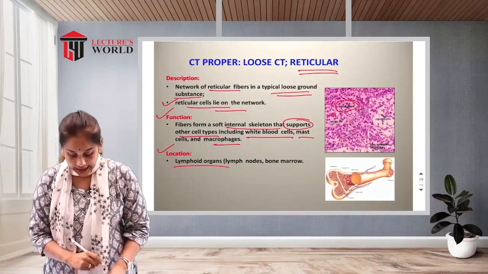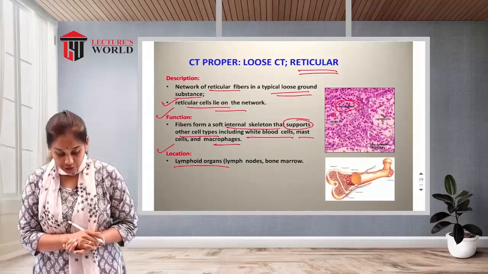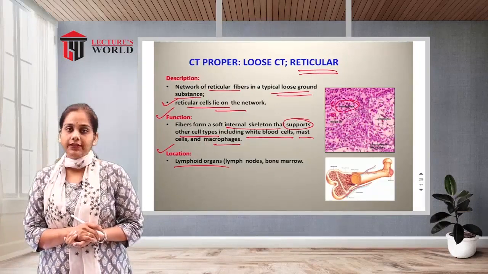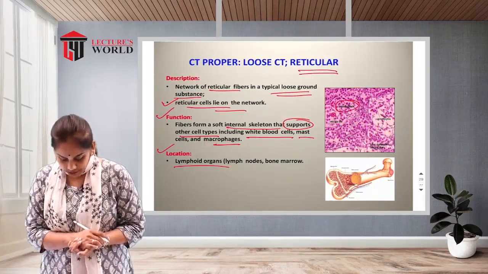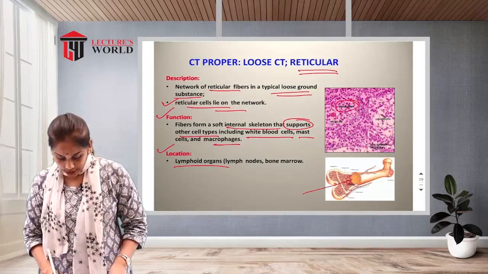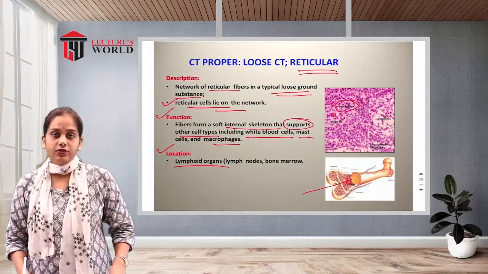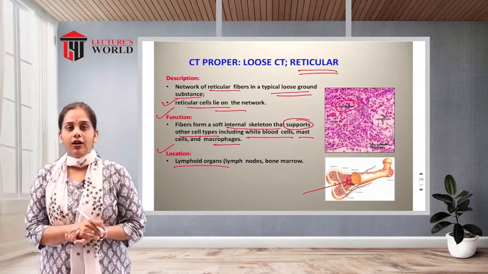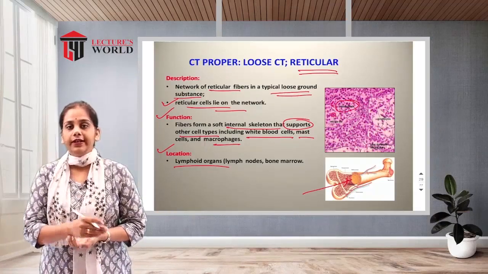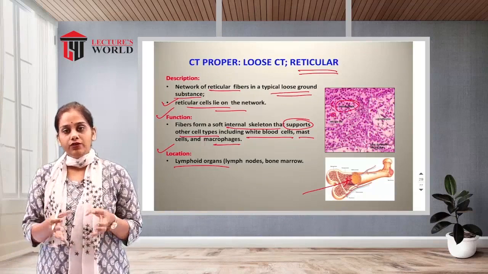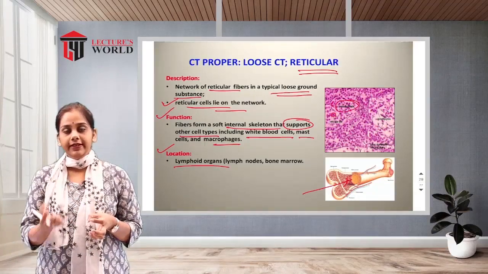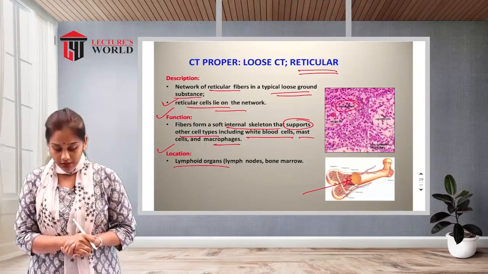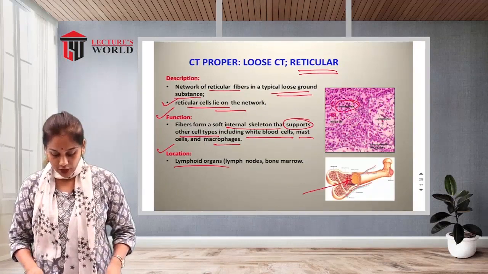Where is it located? It is located mostly in the lymphoid organs like the lymph node and the bone marrow. Here there is bone marrow, and it is also located in the lymph node. Lymph nodes are essential nodes that give defense to the body against organisms.